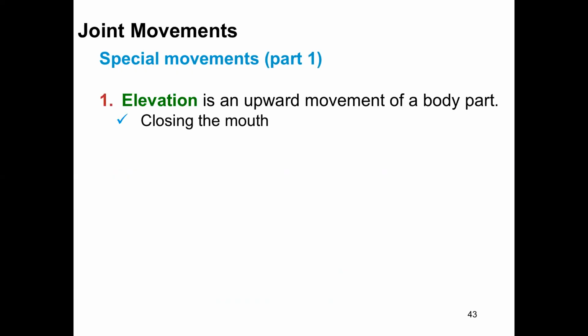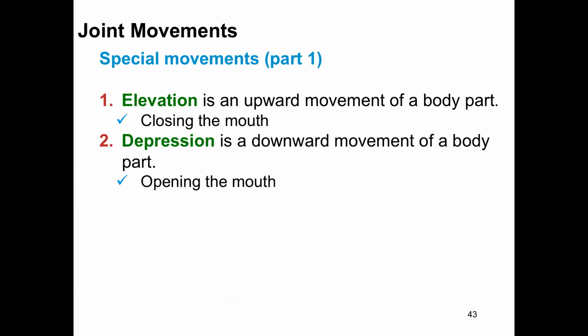And then special movements. We need to confuse you even more. So special movements, part 1 of 3. Here you've got a whole list, and notice in my notes that a lot of them are in pairs. Elevation is the upward movement of a body part, like closing the mouth. Depression is the downward movement of a body part, like opening the mouth.